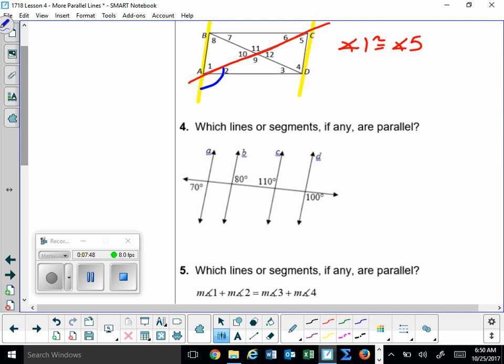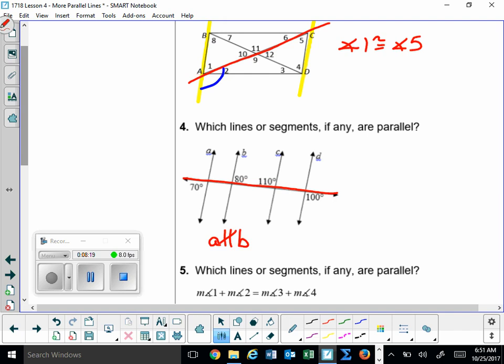Let's take a look at number 4. Wow, lots of lines going on here. So I'm going to identify that transversal so it's clear. So let's just go left to right. 70 and 80. 70 and 80 would be alternate exterior angles, and alternate exterior angles have to be congruent. So A and B are not parallel. And I'm actually going to say A is not parallel to B.